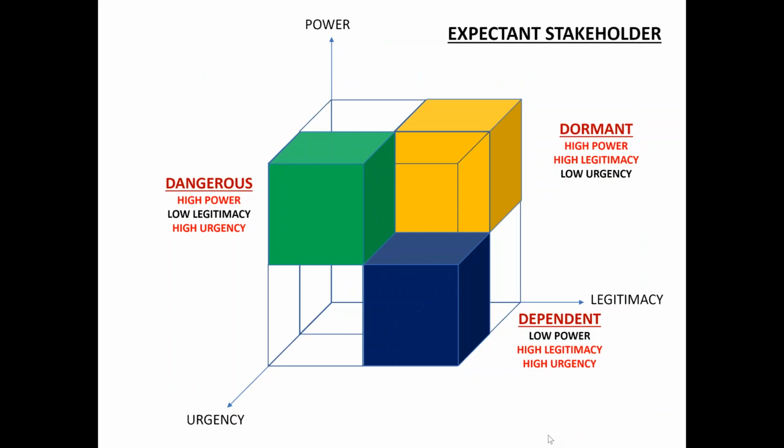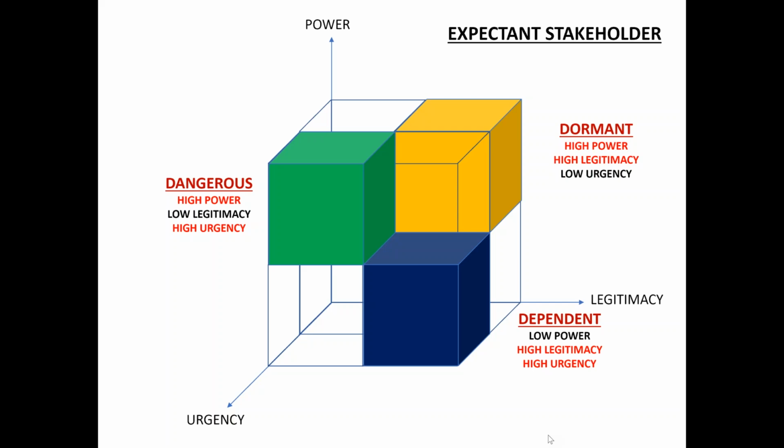Let us see what are the expectant stakeholders. These are the three expectant stakeholders: yellow, green, and blue. Yellow is what? High on power and high on legitimacy, but low on urgency. This is one expectant stakeholder which is called dormant. Then we have another expectant stakeholder with high legitimacy and high urgency, but no power. This is called dependent stakeholder.